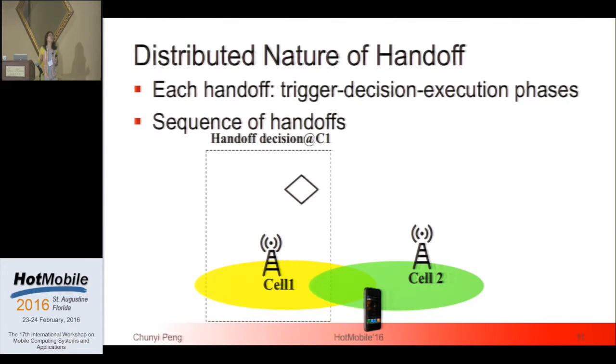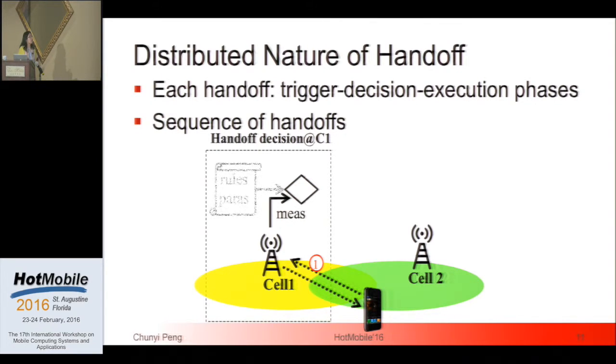Actually, each handoff is three-phase. It means it needs trigger, decision, and execution. Let's look at this example. At the beginning, the phone is in the serving cell, cell 1. Even if it moves to a new location, cell 1 will configure the condition to trigger the handoff. For example, the phone will measure the neighbor cells when the serving cell is below some radio signal strength threshold. Or when I find some neighbor cell that has stronger coverage, I will report this result to the serving cell.